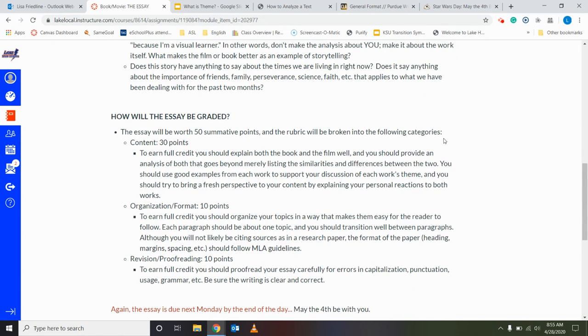There will be a rubric that's going to be broken down in this way. Your content's going to be 30 points. Okay, that's the biggest part of it. So you need to make sure you fully explain the book and film well, that you have provided a true analysis of those points that I just went over. Okay, and that you are truly discussing the theme of each work.